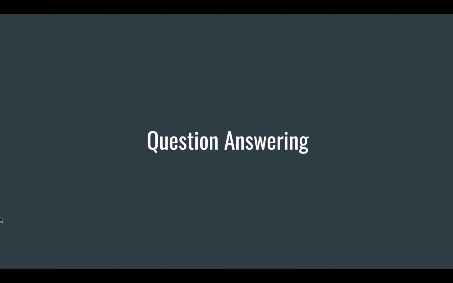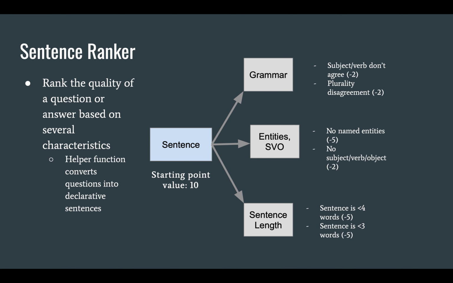All right, next we'll move on to question answering. I created a sentence ranker that evaluates the grammar and structure of both answers and questions. To make it simpler, I wrote a helper function that converts a question into a declarative sentence format. We check things such as grammar, like subject-verb agreement and plurality agreement. We check for the existence of important entities, a subject, verb, and object, and we also evaluate the sentence length and deduct points accordingly. The sentence has a starting value of 10 and can go all the way down to 0 based on these characteristics.